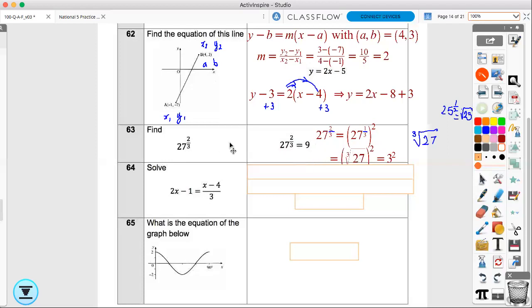But in order to get 2 marks for this, for example, you need to show that you've cube rooted the 27 and that you've squared your answer. So that's how you would show your 2. So here I've put them step by step.